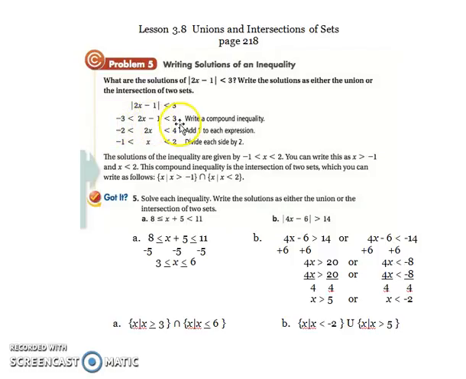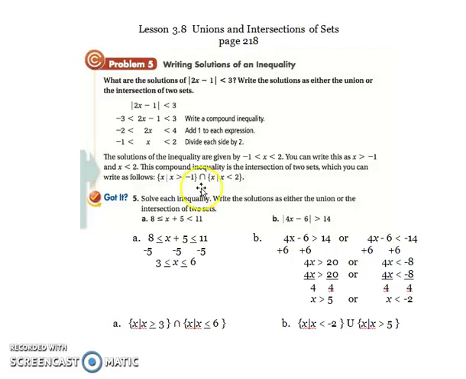Add 1 to everything. So that's 4 there, that's a negative 2 there, and the negative 1 goes away. Divide everything by 2. 4 divided by 2, 2 divided by 2, negative 2 divided by 2. Okay, so the solution is negative 1 less than x less than 2. You could write this as an and statement, x greater than negative 1 and x less than 2. Okay, so it's basically the intersection of those two because it's where they overlap. And has to be where they overlap.